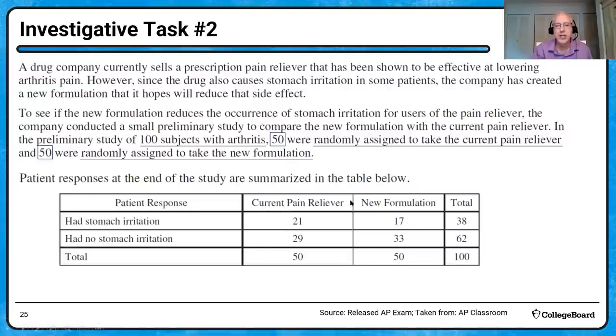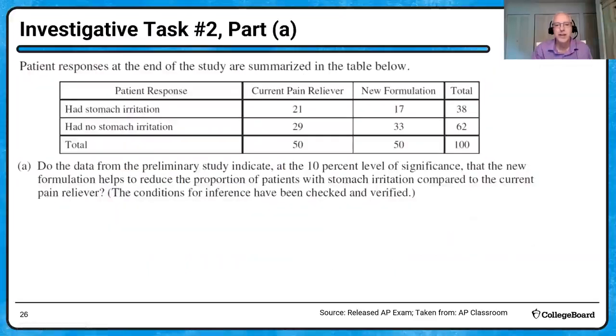And you can see the current pain reliever versus the new formulation and whether the patient had stomach irritation. You see the 50 per group and the overall 100 total subjects. Part A of the question asks, do the data from the preliminary study indicate at the 10% level of significance, that seems important, that the new formulation helps to reduce the proportion of patients with stomach irritation? That's what the manufacturer hopes, compared to the current pain reliever.